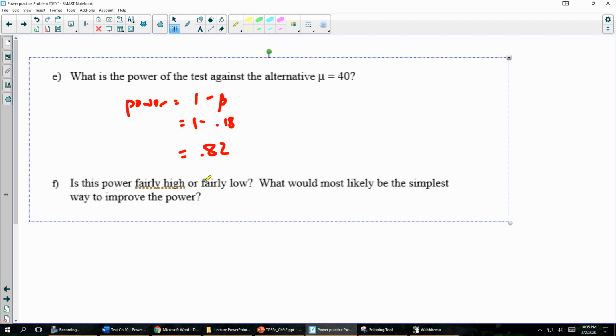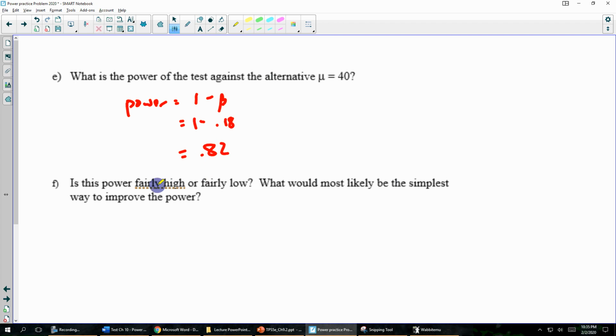This is a bit of a judgment call. This is not bad power, so I'd say maybe it's fairly high. The best way to improve the power is take a larger sample. And that's the way we'd like to recommend getting better power, is with a bigger sample.